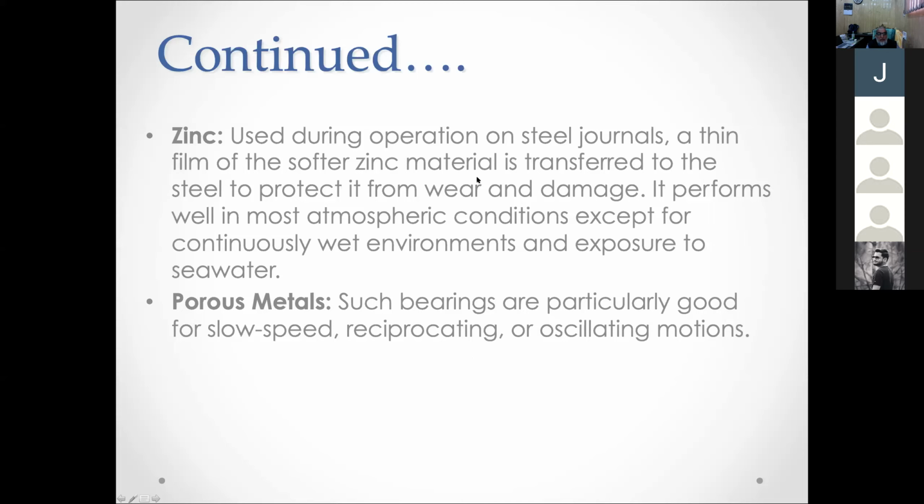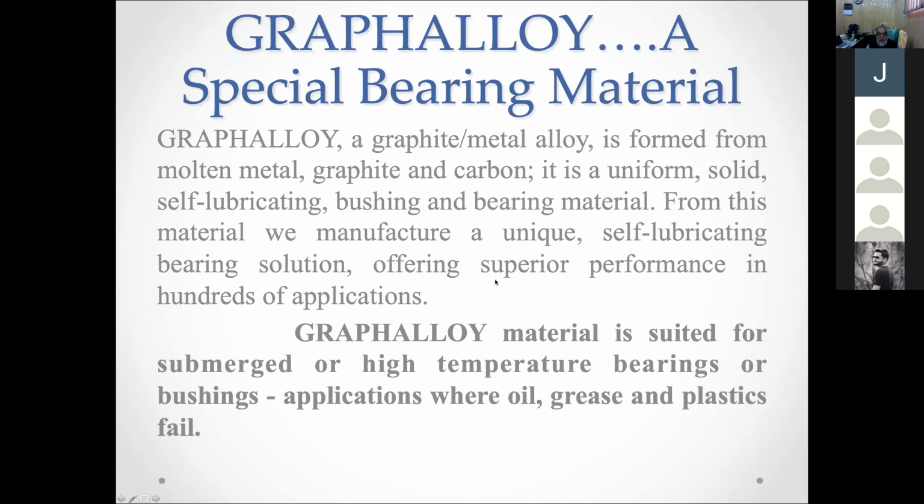So this is then zinc here and porous metals. Porous metals, such bearings are particularly good for slow speed, reciprocating or oscillating motion. Graphite is a typical type of material. It's a graphite over metal alloy. It is formed from molten metal, graphite and carbon. It's a uniform solid self-lubricating bushing and bearing material.